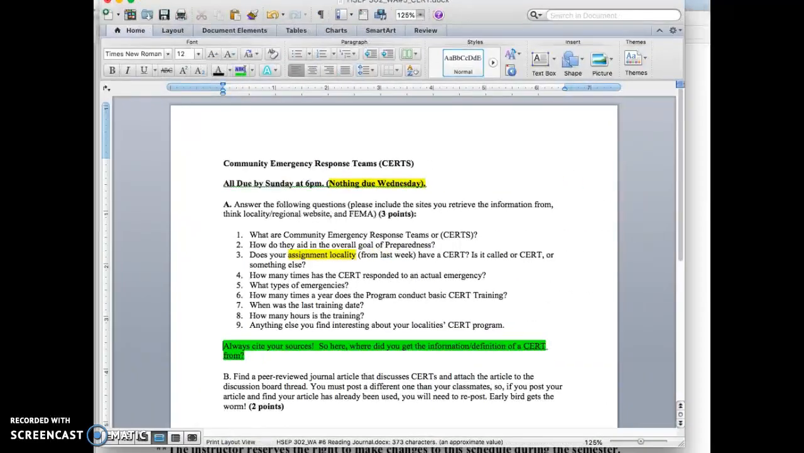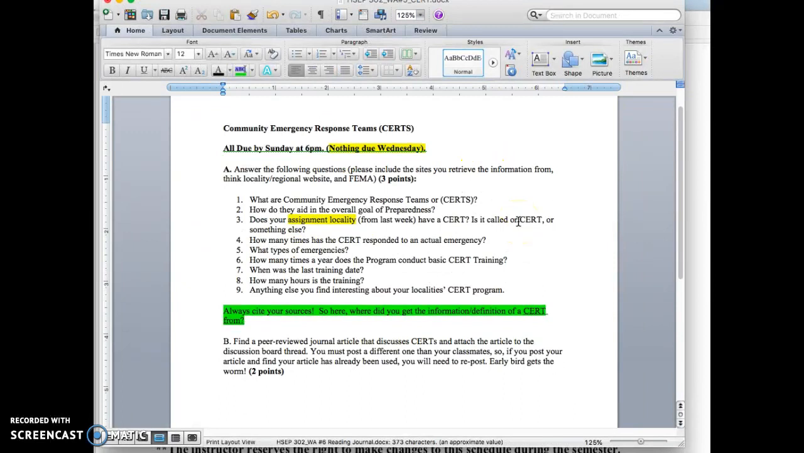Okay, so for your CERTs, again, nothing due Wednesday. I had one of you ask about the assignment locality, and yes, this is about the hotspot or the locality you picked that had a designated disaster from last week, the hazard assignment. I will say, as a reminder, the only thing that you might need to go back and add is always cite your sources.